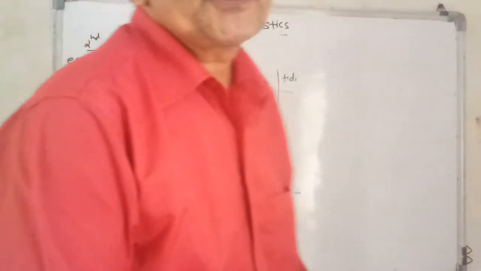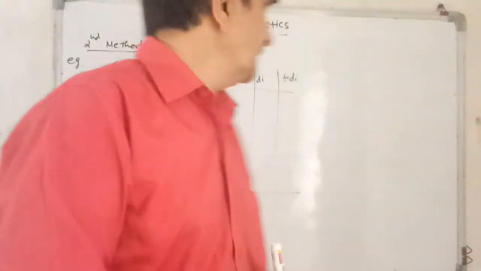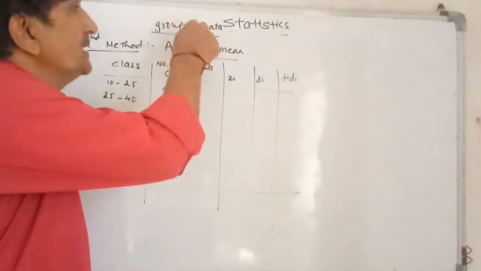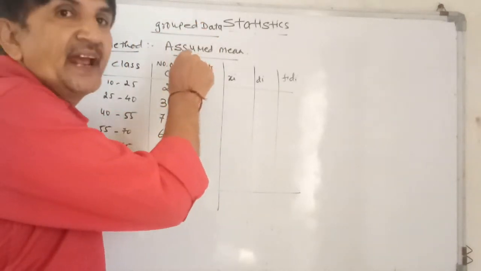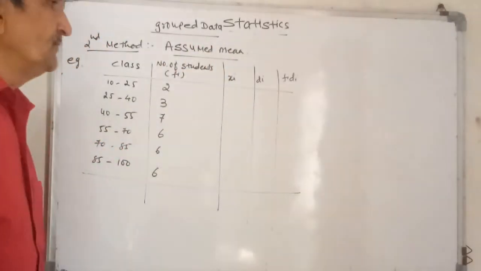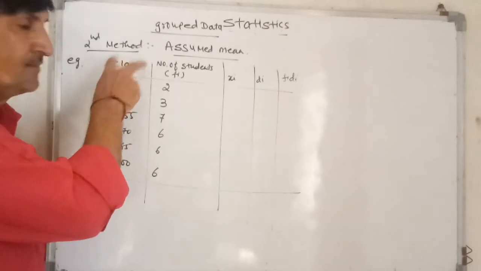Okay student, today we will see the second method for the mean. The second method to find out the mean of grouped data is called the assumed mean process, in which, in our question, the classes are given.